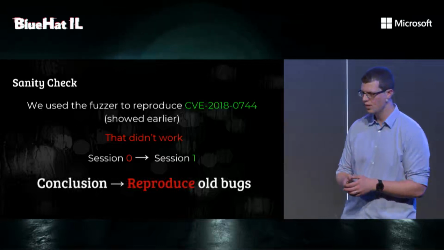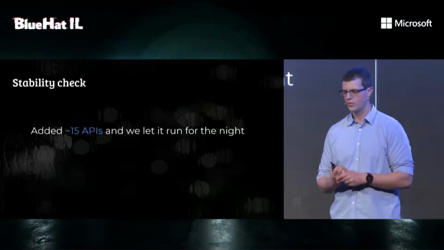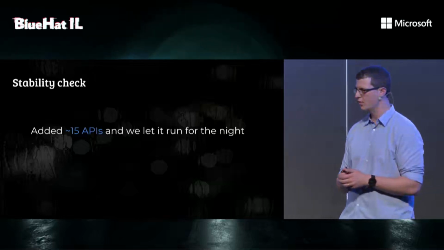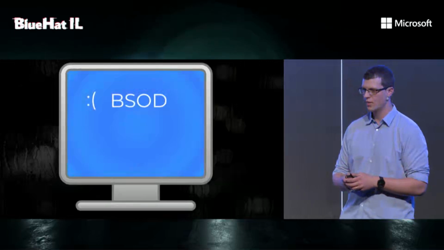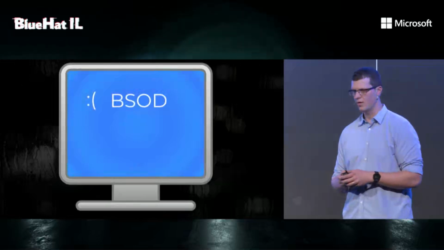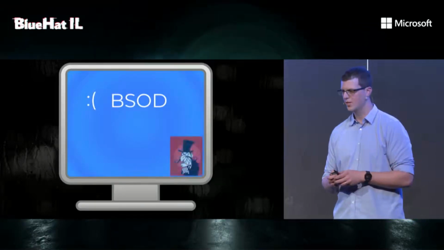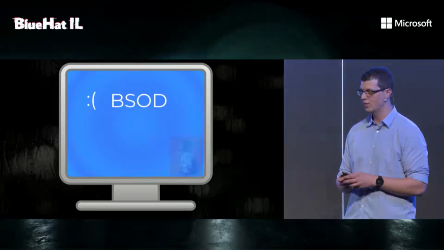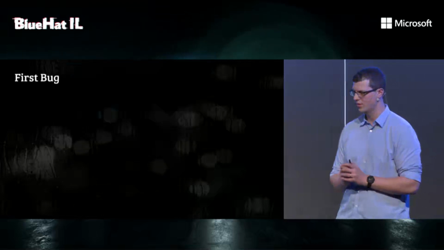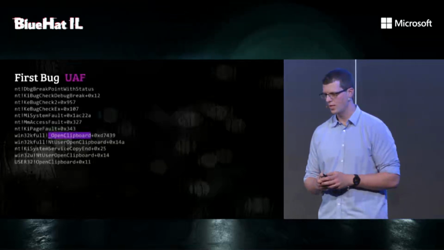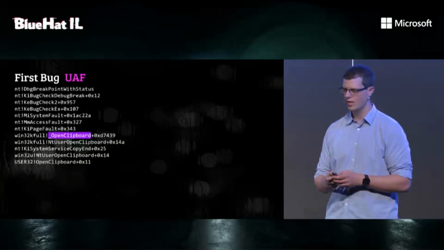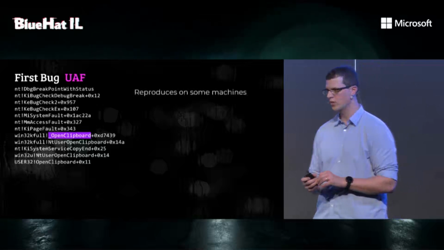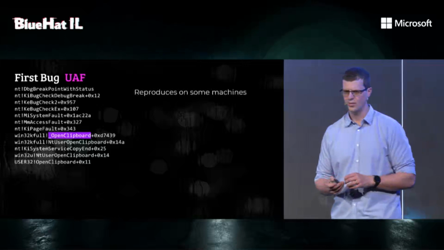time. So after sanity check, we moved to stability check. We added about 15 APIs, and we let it run for the night. And we got a blue screen. Our first thought was PatchGuard, but we tested it without the fuzzer, and it was reproduced. So we thought maybe it's not PatchGuard. Our first bug was actually a use after free in OpenClipboard. But it only reproduced on some machines, and we were like, what the fuzz?